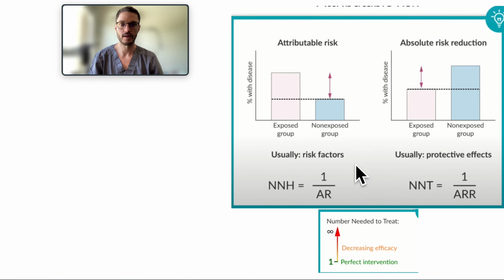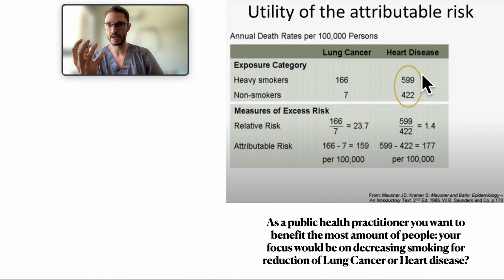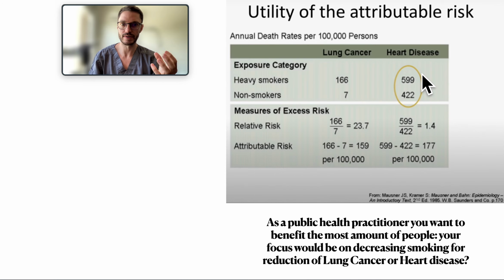And this right here, we'll talk about this in the next video, so don't pay attention to this right now. And this is the utility of the attributable risk. This is a great example, which is from this article from 1985. So it shows us the relationship between relative risk and attributable risk and how they might deceive you.